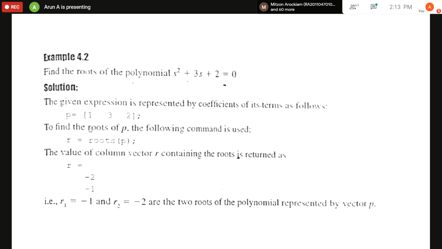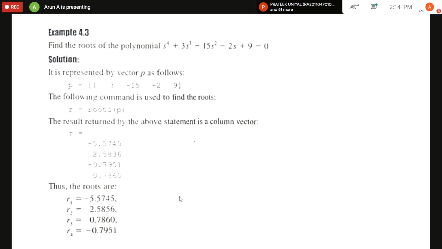I will substitute the syntax: r is equal to roots of p. And what we get is r1 is minus 1 and r2 is minus 2. It looks like a very simple program, but if you don't know the logic of mathematics of finding the roots, you won't understand how it works. So again, I am telling you that you have to practice this maths to execute these MATLAB commands. So this is for finding the roots of the polynomial.